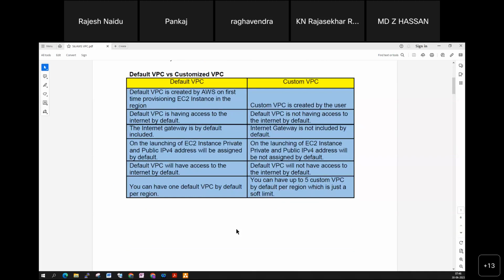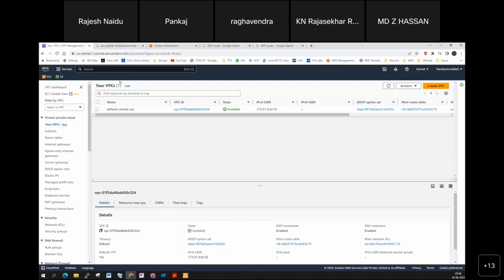When we are talking about custom VPCs, think of one log box inside another log box, inside another log box. So 5 continuous log boxes, like 5 continuous VPCs. That's the maximum security. You can create 5 individual VPCs, and in each VPC you can create multiple networks. Right now it is showing a default VPC here. Like that, 5 more custom VPCs we can create.